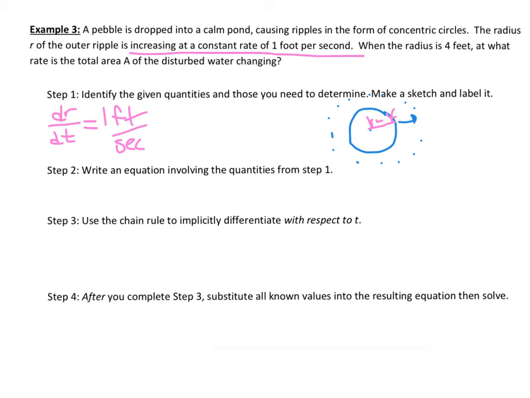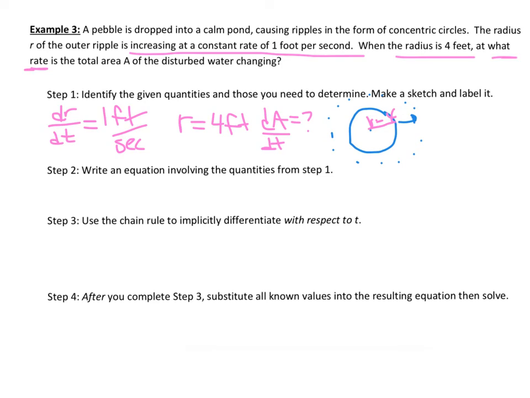The other thing they say is when the radius is 4 feet, so that is our r. At what rate is the total area of the disturbed water changing? So we are not looking for the area at a specific time. You might think, oh, we're looking for A? No, we're not. We're actually looking for dA/dt because we're looking for the rate of change of the area. So now we have a few things. We have r, we have A.